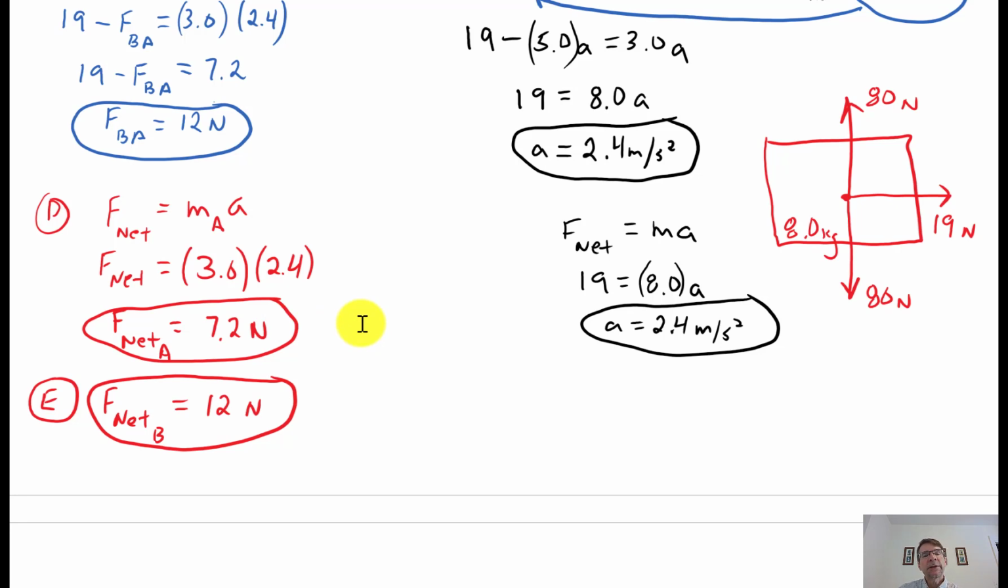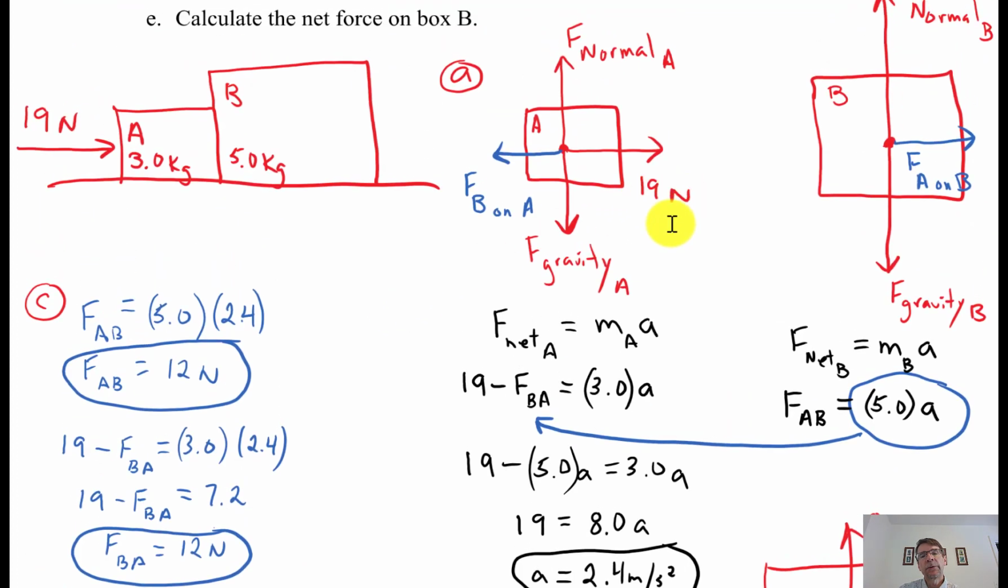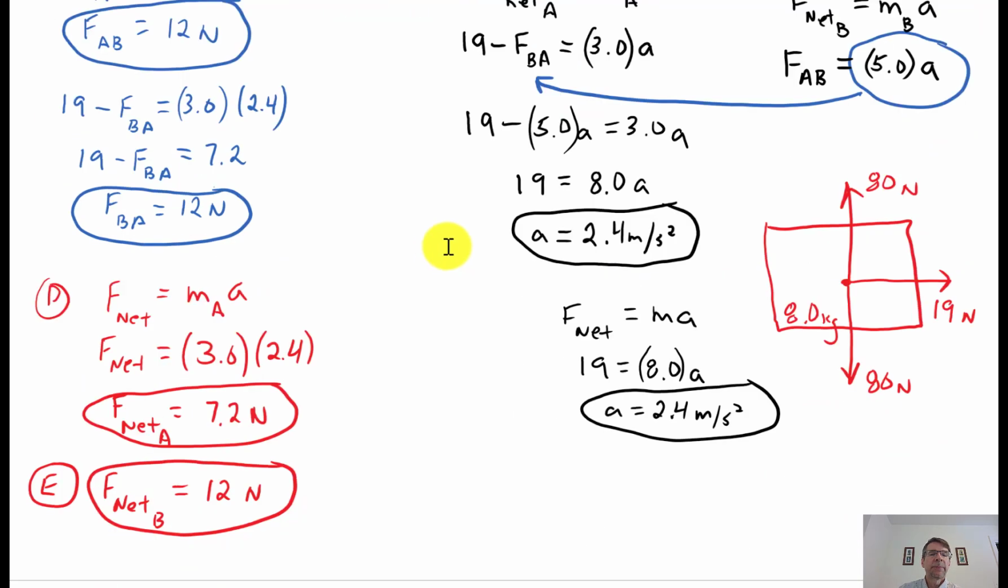Or you can simply just look back at the diagram. There's a 19 newton force pushing, and then we figured out that this was 12 to 2 sig figs. So you could just say 19 minus 12, that's also 7 to 2 sig figs. 7, but 7.2 if you go to 2 sig figs.